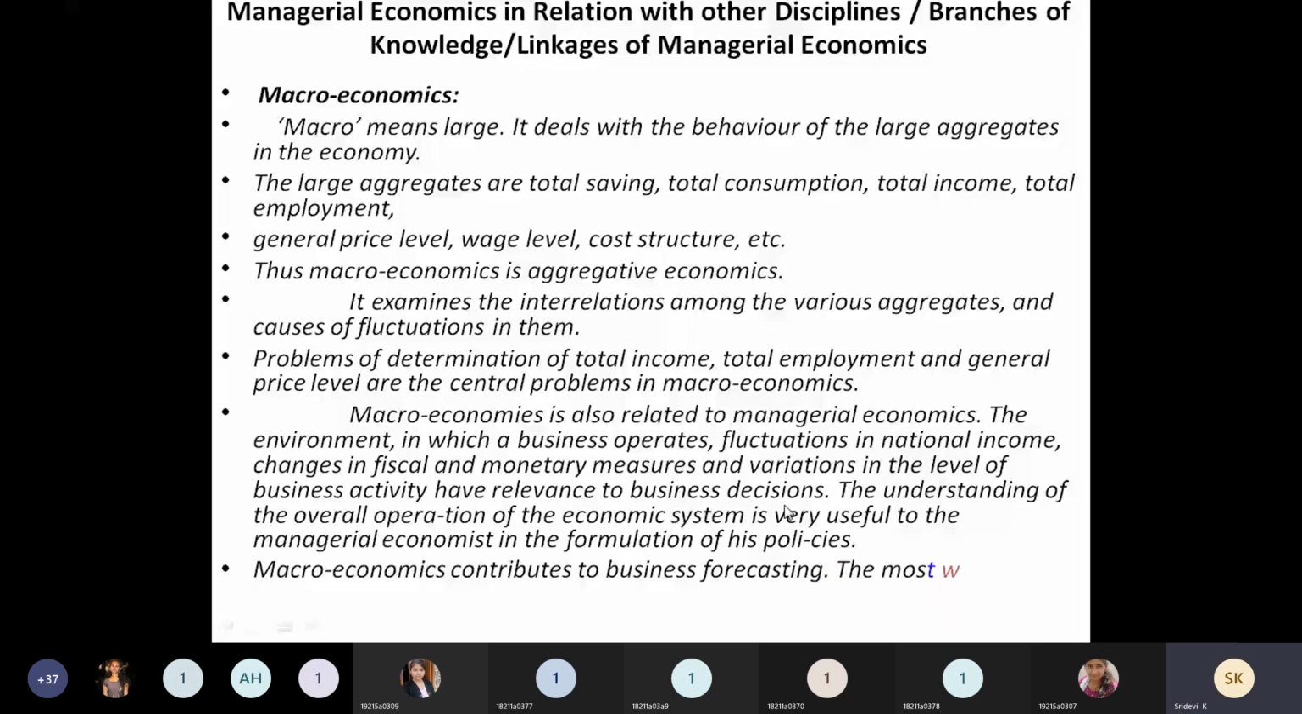So to forecast your business, macroeconomics will be helping you. Like gross national product, GDP, you need to identify how these are affecting your business.